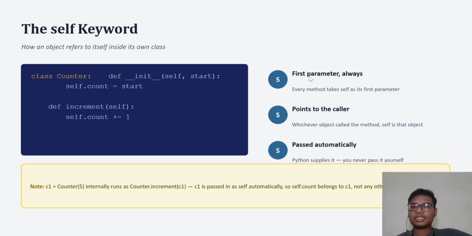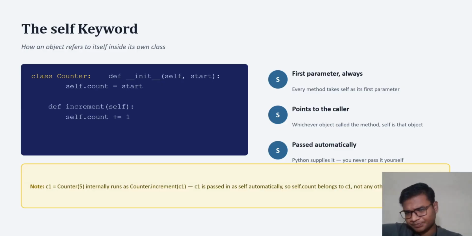First of all, that's the first parameter. Every method takes self as its first parameter. That's the rule you have to follow. After that, self points to the caller. What does it mean? Whichever object calls the method, self is that object.